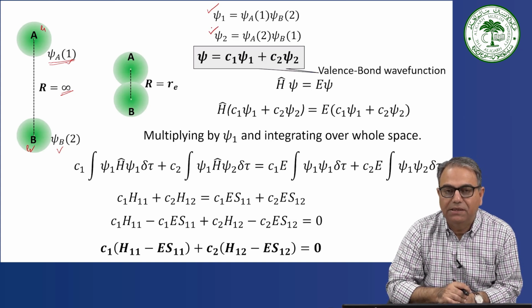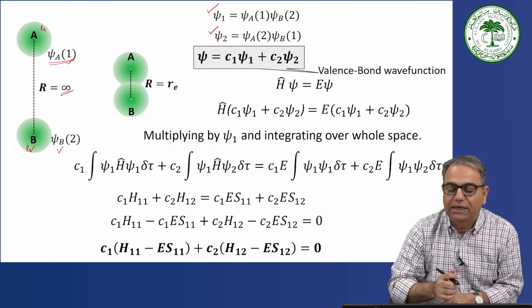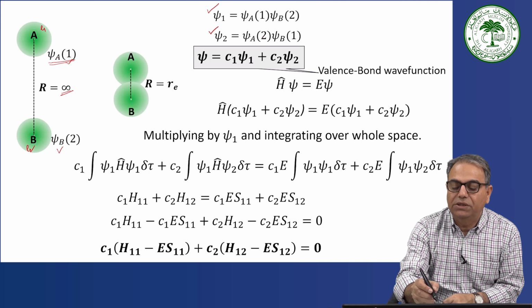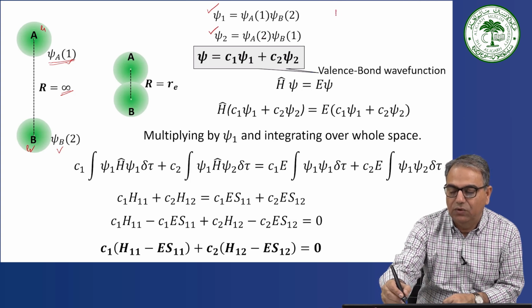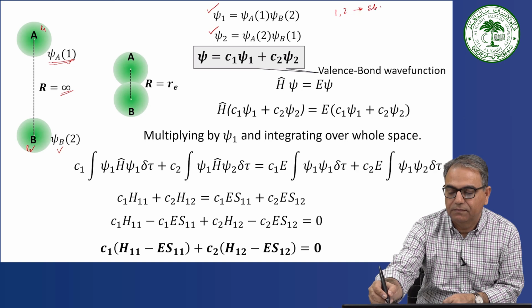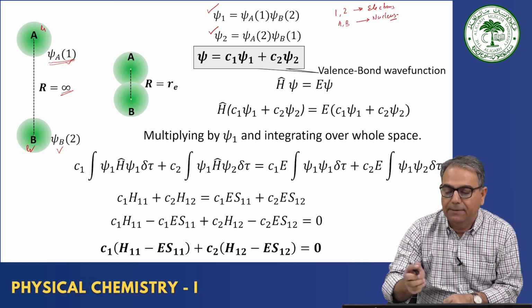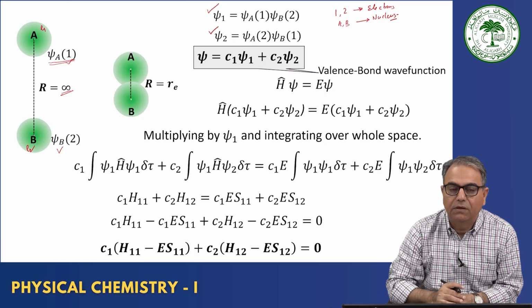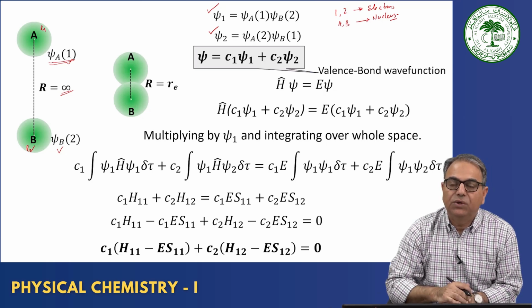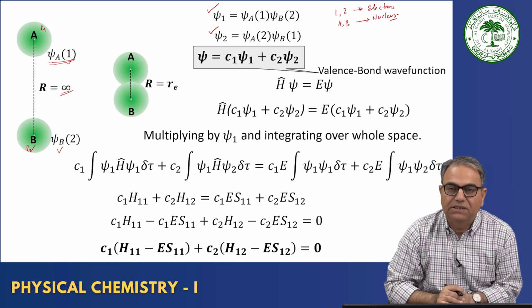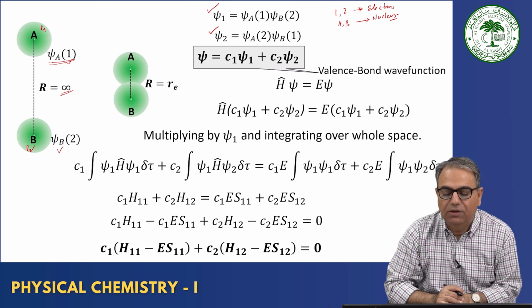Equally represented by a psi 2, which is to say that now electron 2 is in this number 1 and 2 is for electrons, and A and B is for nucleus. Okay. So both these wave functions, psi 1 and psi 2, are equally feasible for a bonded H2 molecule.